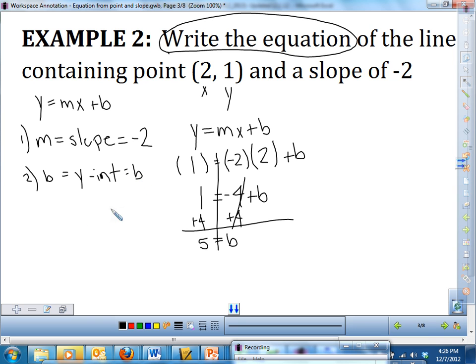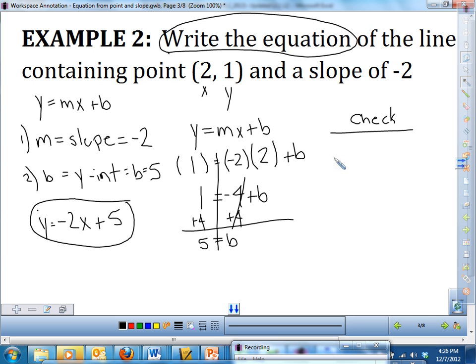My next step was write out my equation. So I know it wants to look like y equals mx plus b, so I'm going to write y equals m, which was negative 2x, and then b. Oops, I wrote b, it was 5. b was 5, so I'm going to put plus 5. And there's my equation. My last step is that I should check, so I'm going to write a check right here.